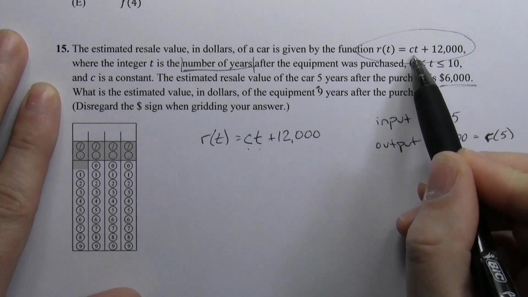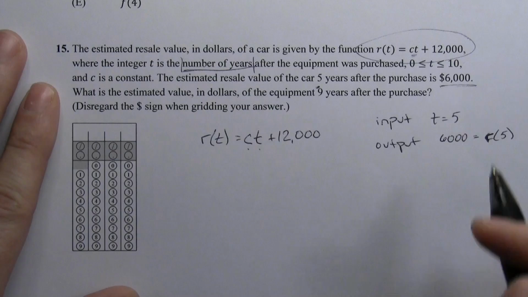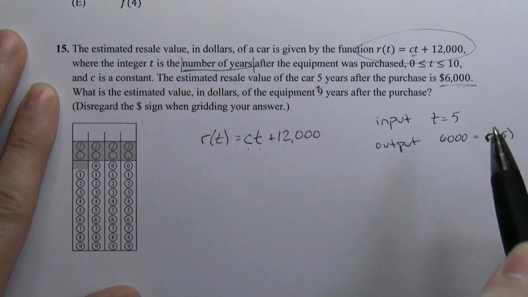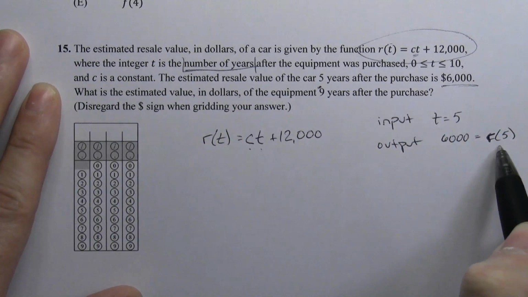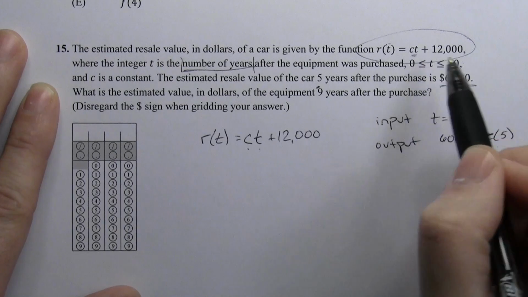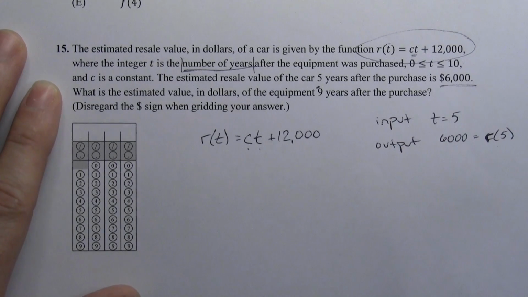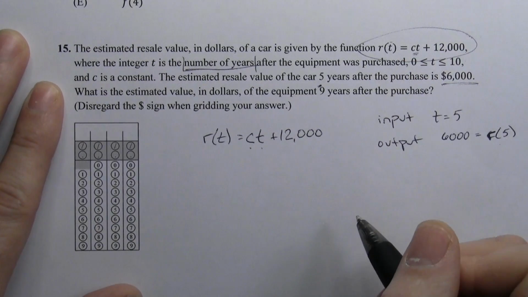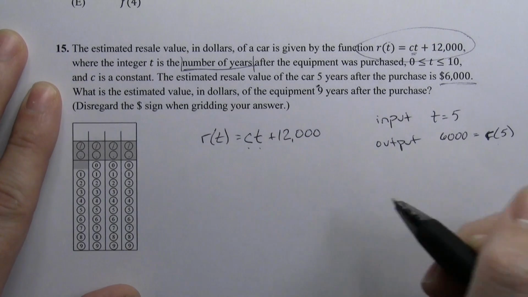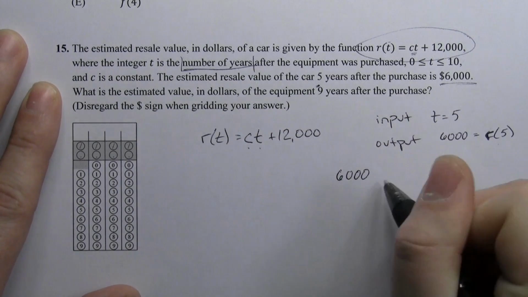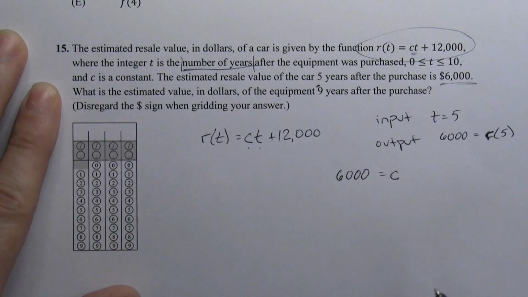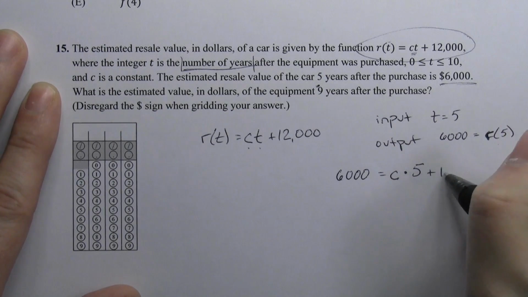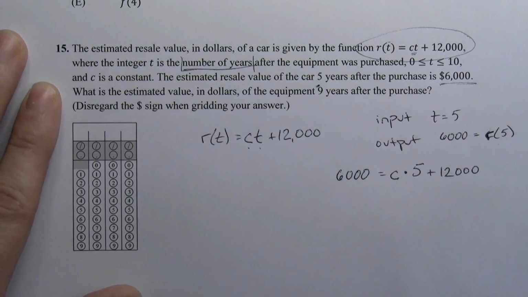Well, here's what they're doing. They give you two unknowns. They gave you the t and they gave you the c, so they're giving you everything in the equation but the c. They're giving you r of t, in this case r of 5. They're giving you t, 5. So we have to solve for c first. That's the first step in this question. So let's rewrite this equation with the values that we know. We know that r of 5 is 6,000, so we'll put 6,000 right here. We don't know c yet, so we'll leave c as c, but we know that t is 5, plus 12,000.